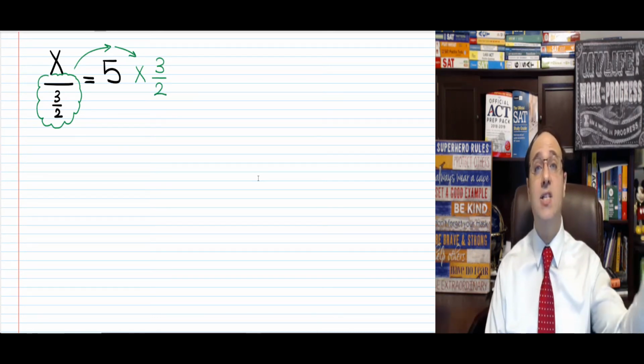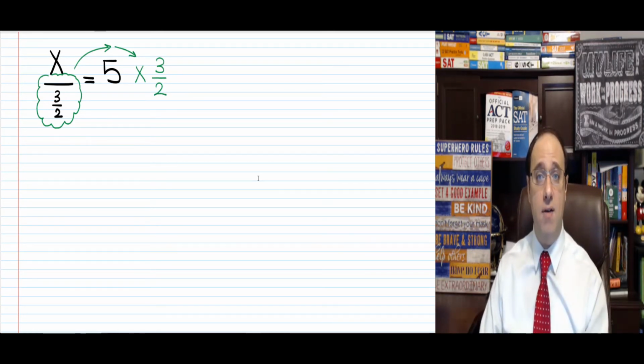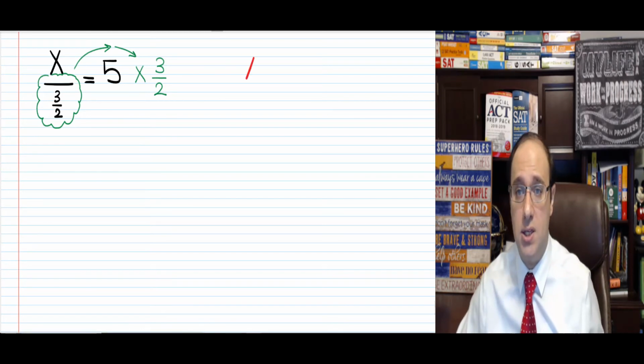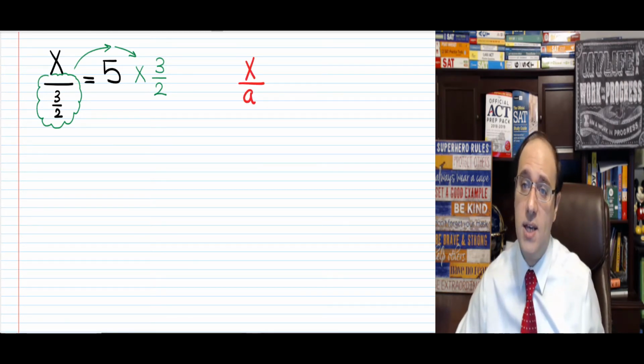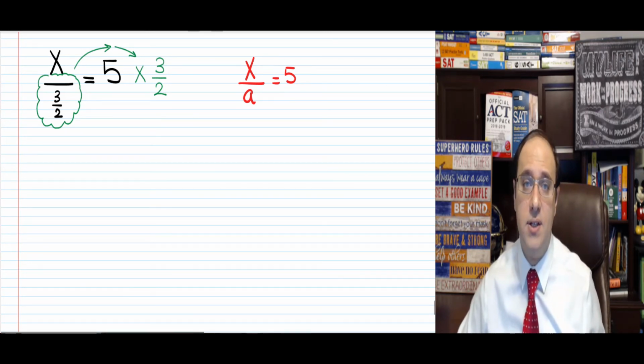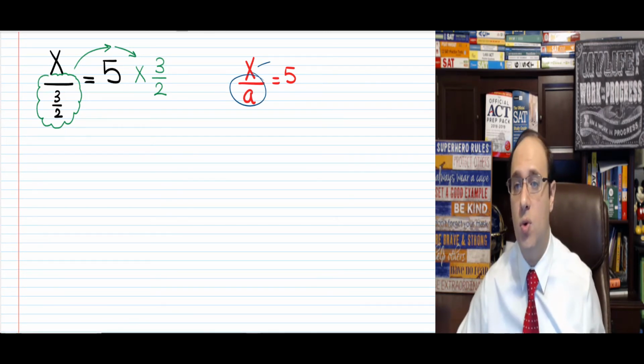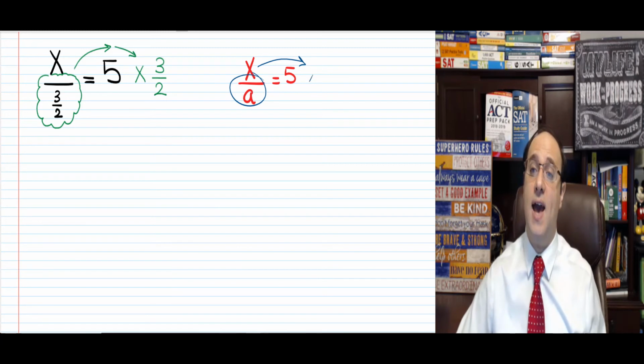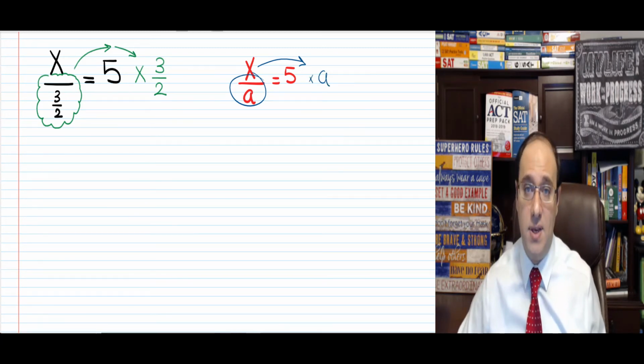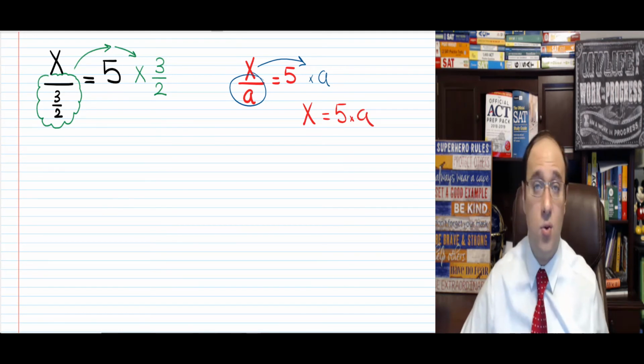It's like saying x over a equals 5. Let's say I have something like this. X over a equals 5. Over a means divided by a. We move that to the other side as times a. That means x equals 5 times a, right?